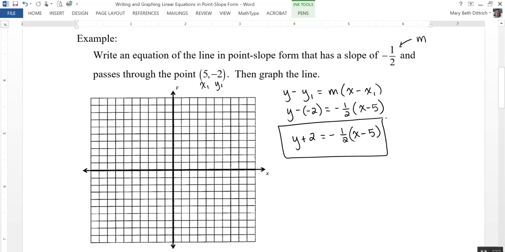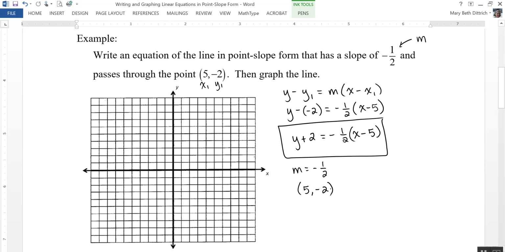Now, sometimes anytime you see a number outside the parentheses, people want to go ahead and distribute, but don't do that here. We leave it written in this form so that I can look at it and quickly identify that my slope is -1/2 and a point on the line is 5, -2. I don't want that distributed because I would lose that.